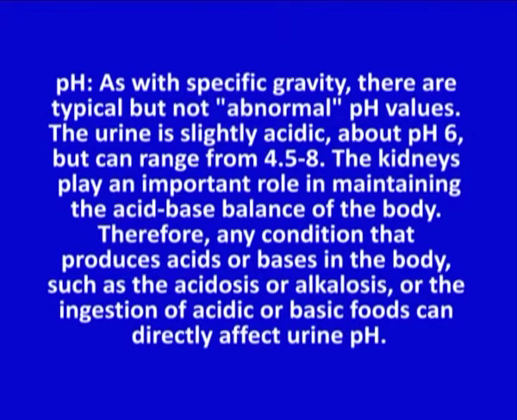Now, pH. As with the specific gravity, there are typical but not abnormal pH values. The urine is slightly acidic, about pH 6, but can range from 4.5 to 8. The kidneys play an important role in maintaining the acid-base balance of the body. Therefore, any condition that produces acids or bases in the body, such as acidosis or alkalosis, or the ingestion of acidic or basic foods, can directly affect urine pH.